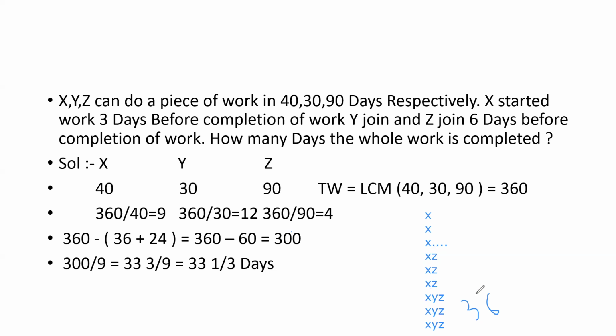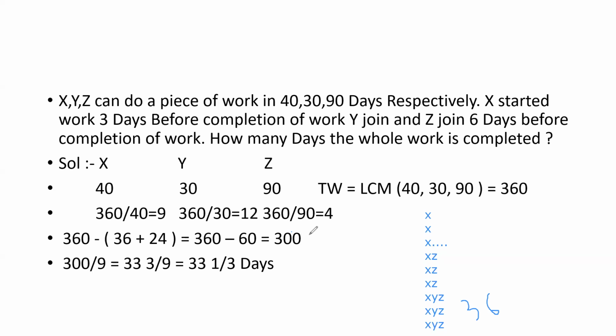So we remove Y. One day Y can do 12 units. Then 3 days is 36 units. And Z works 6 days. One day Z can do 4 units. Then 6 days equals 4 into 6, 24. Therefore, 36 plus 24 equals 60. Then 360 minus 60 equals 300.